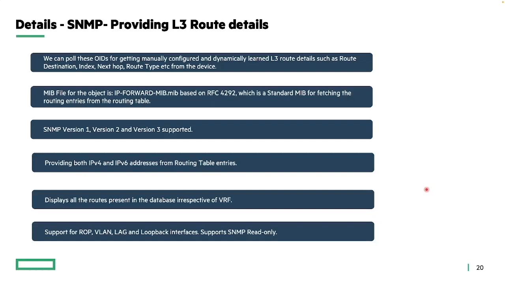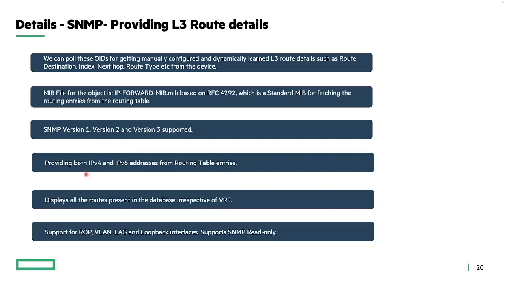Now, with respect to providing the layer 3 routes MIB, we can call these OIDs for getting manually configured and dynamically learned L3 route details such as route destination, index, next hop, route type, etc. from the device. The MIB file for the object is IP forward MIB based on RFC 4292, which is a standard MIB for fetching the routing entry from the routing table. All three versions are supported to use this MIB.